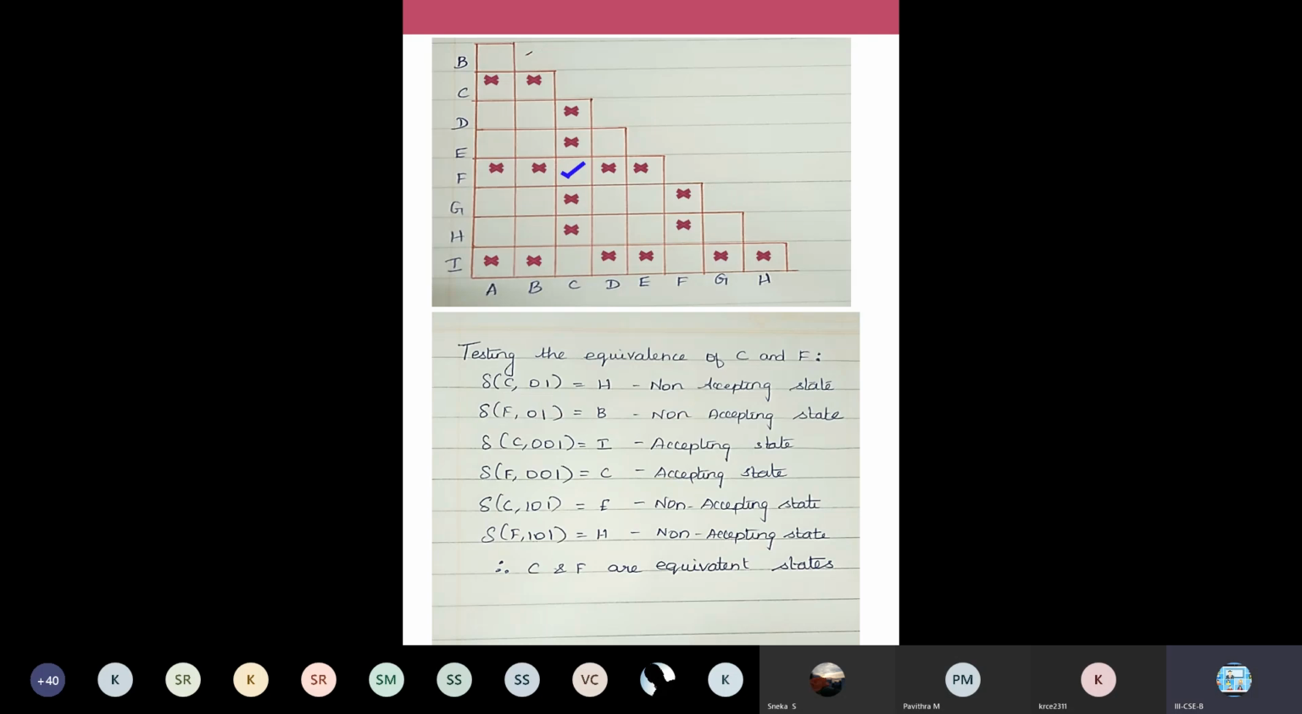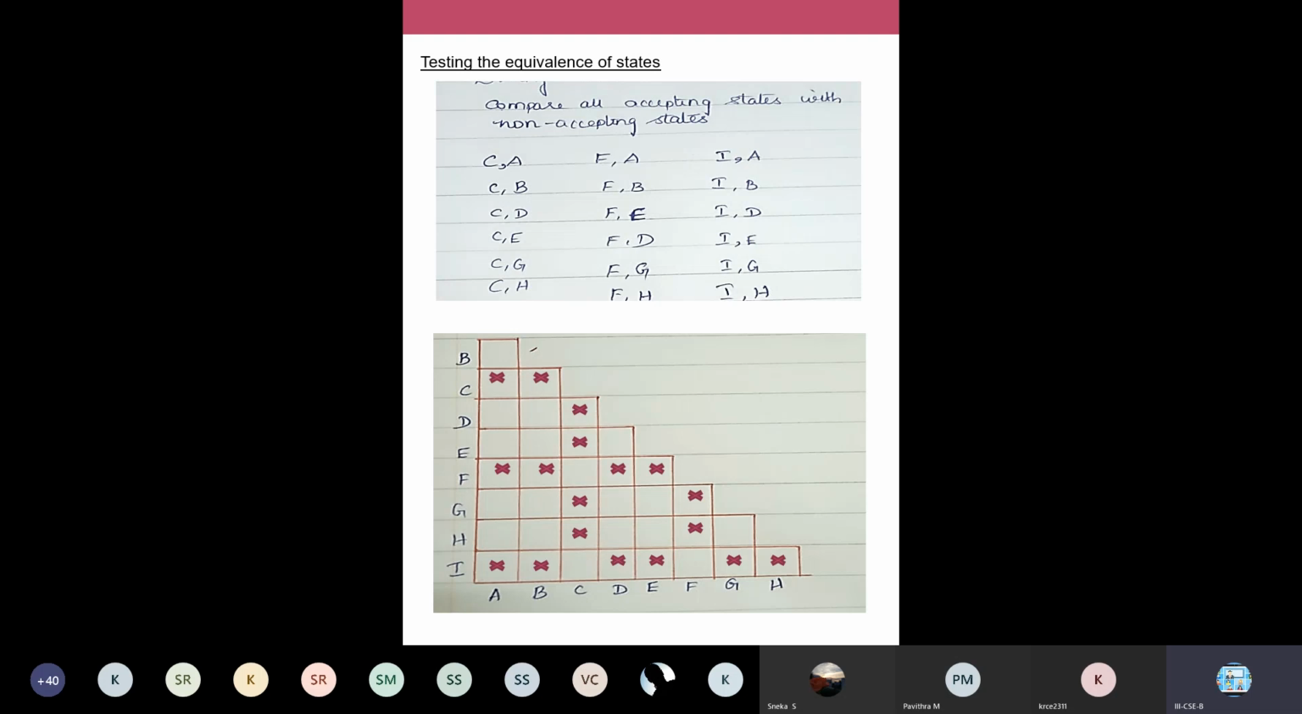So in all these places, you're going to mark the X mark. It means that they are all distinguishable. So only if you are identifying all the distinguishable states, after that you have some empty places here, is it not? Now after marking this first step, you have so many empty slots.